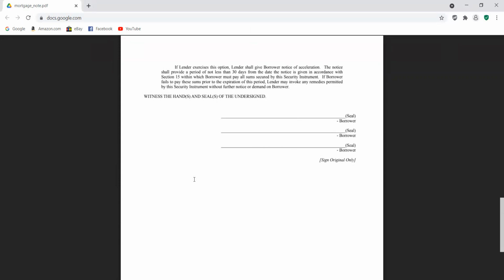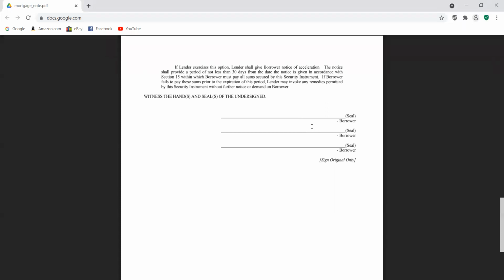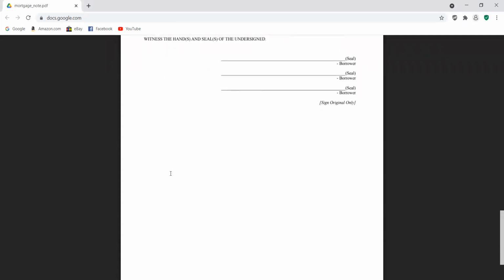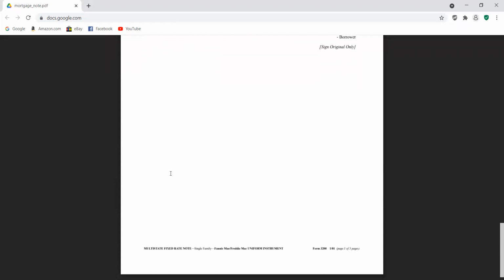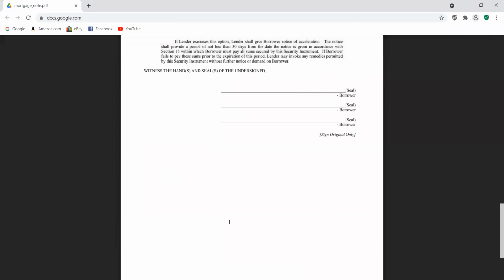Notaries will notarize the note. The note is not notarized. This is signed by the borrower or by your signer. So that's number two. Make sure that you do not notarize the note. And just a standard rule of thumb, if you don't see a notary certificate, you do not stamp. You only stamp where you see your notary certificate.